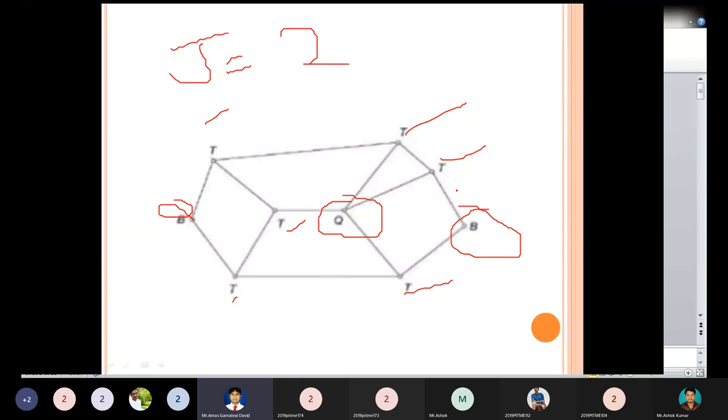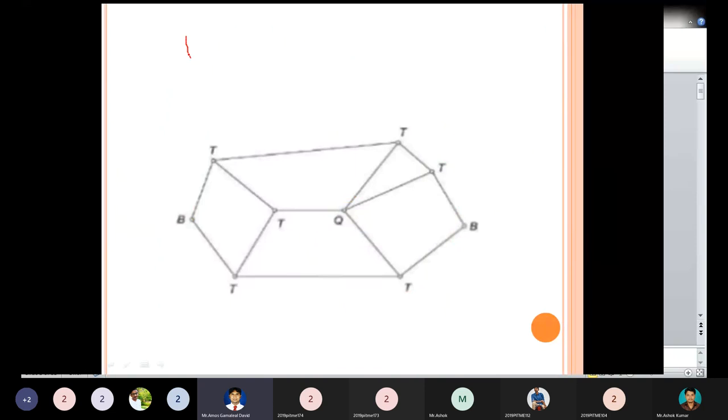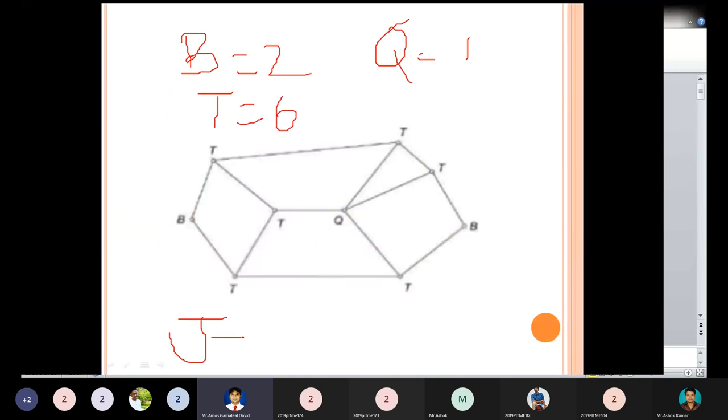If there are more than binary joints, if there are ternary and quaternary joints, look at how we have to do it. How many binary are there? Binary is two. How many ternary? Ternary is six. How many quaternary? Quaternary is one. Now, how do I calculate? J is equal to how many binary? Two into one. Binary value is one.